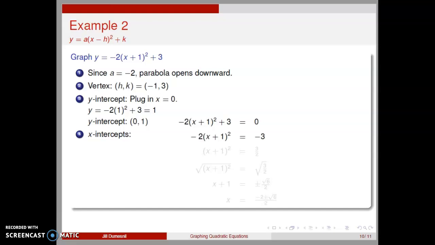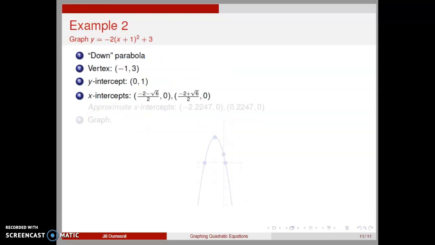We could subtract 3 from both sides of the equation and then divide both sides by -2. Next, we could take the square root of both sides of the equation and simplify by rationalizing the denominator. Finally, subtract 1 from both sides, getting a common denominator to add the fractions on the right-hand side. Our x-intercepts are irrational in this problem. This is a relatively common occurrence.